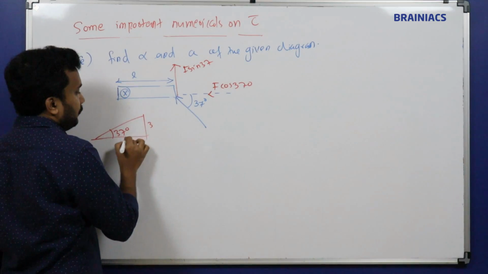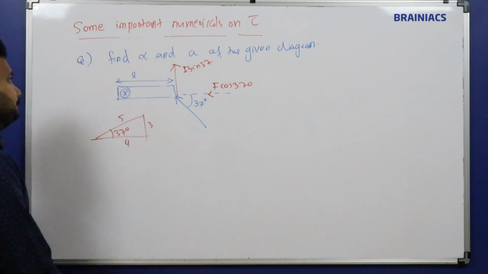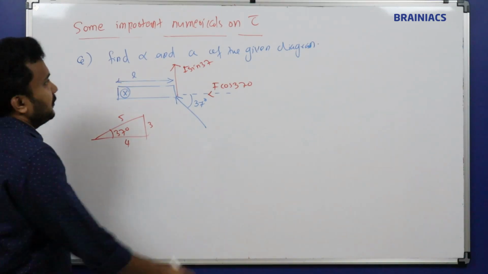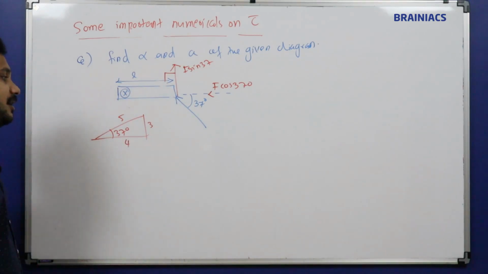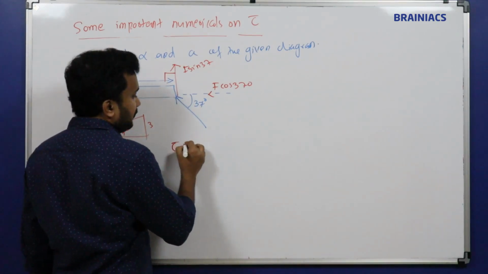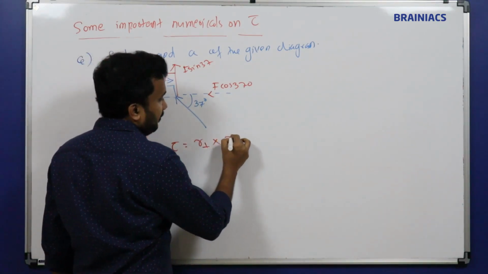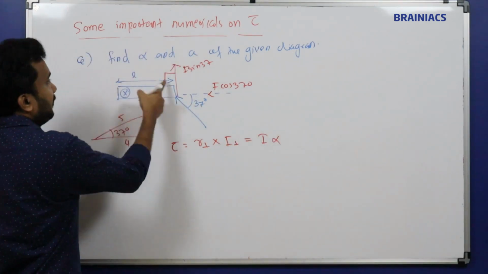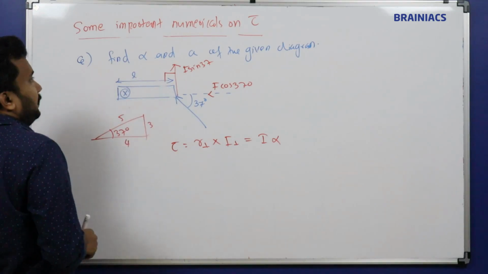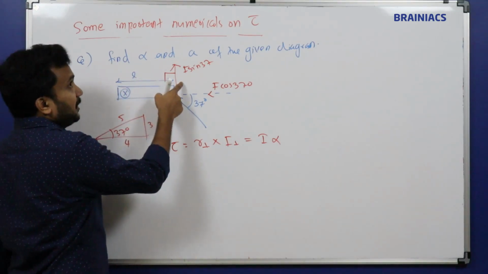As I told, we know the 37 triangle. In many places we have drawn 3, 4, 5. 3 is the opposite side. So which force is contributing to the torque? Torque is contributed by F sin 37, because that is making 90 degrees with the R vector. So we know torque is equal to R perpendicular multiplied with F perpendicular, which is equal to I alpha. What is R perpendicular? From the hinge to the application of the force.